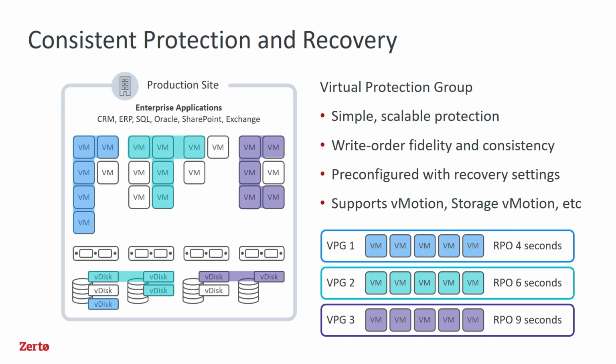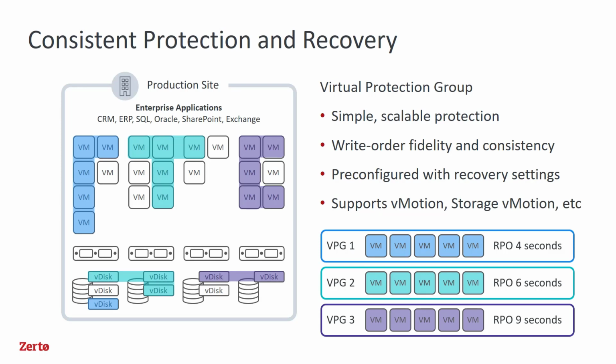And on top of these VPGs, we can even pre-configure recovery settings. So if we click to recover a virtual protection group, we'll make sure that all the VMs are booted in the right order. We'll make sure that they are booted in the right network. We'll even give you the ability to change IP addresses on recovery. We'll support anything that's in your virtual environment, whether it's vMotion, storage DRS, you name it. Because it doesn't matter where the VM moves to, because we are integrated into the hypervisor level.